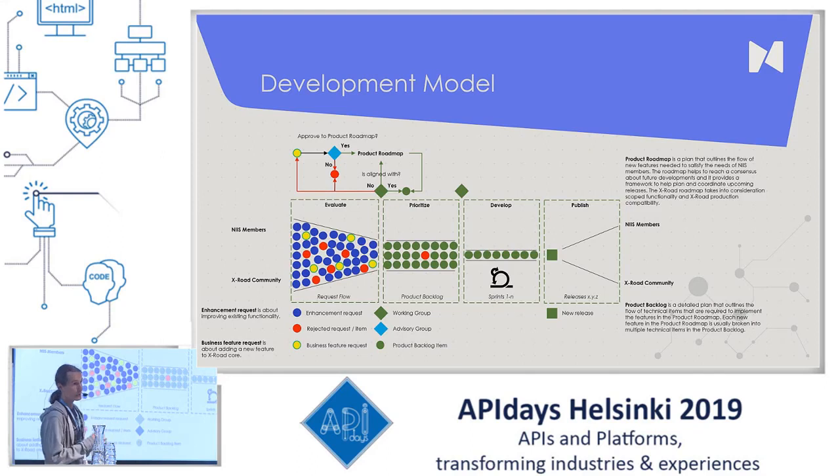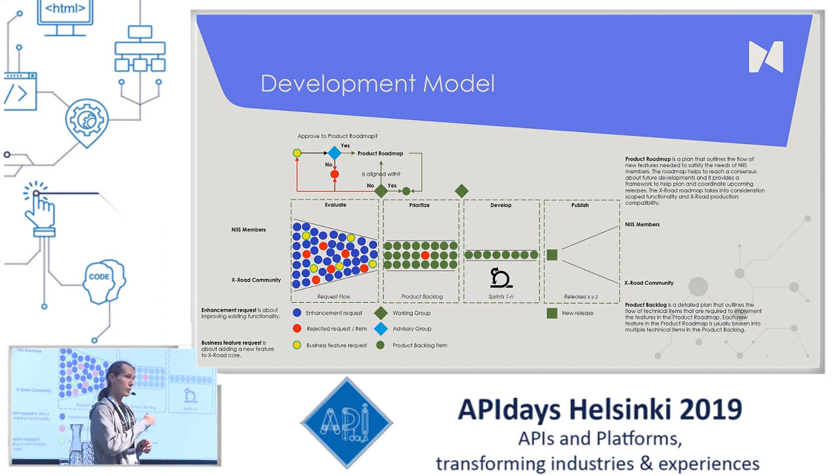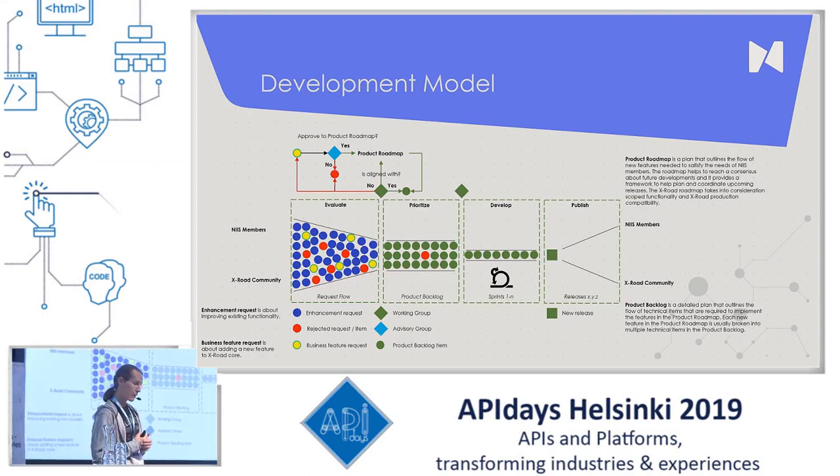Sometimes there might be a request that requires a significant amount of resources to be implemented, or it requires some significant technical changes to the software. In that case, the decision can be taken to the advisory group. So first the working group, and then in some cases the advisory group. And similarly, if the request is accepted, then it is added to the backlog and prioritized for implementation.